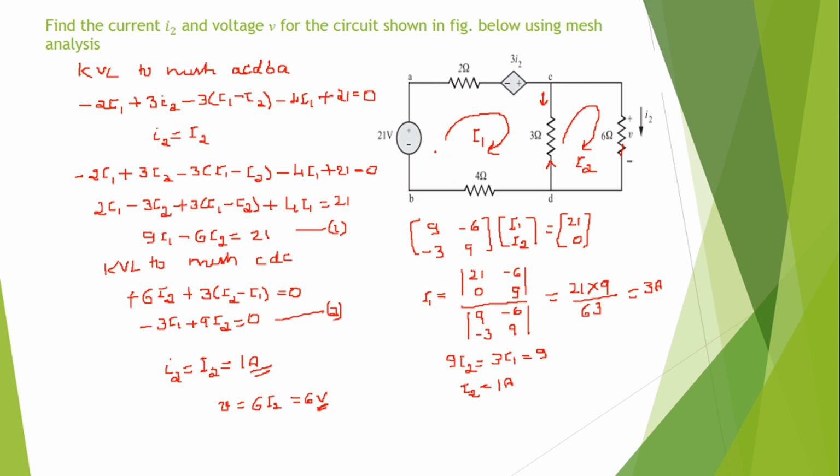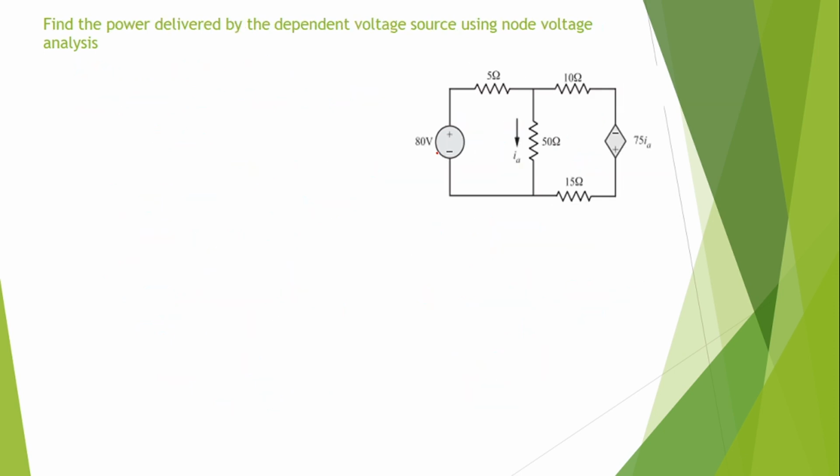Let us solve one more problem using node voltage analysis. In this question, find the power delivered by the dependent voltage source using node voltage analysis. What is the power delivered by this dependent voltage source? P is equal to V into I, because this is the power delivered by the dependent voltage source. What V and I are, we will see a little later.